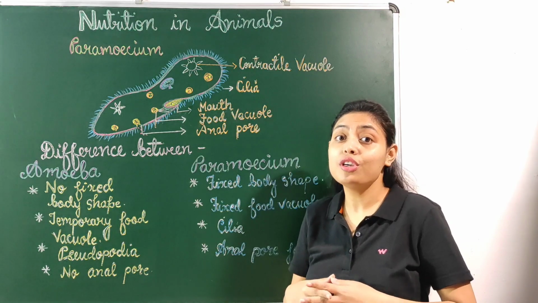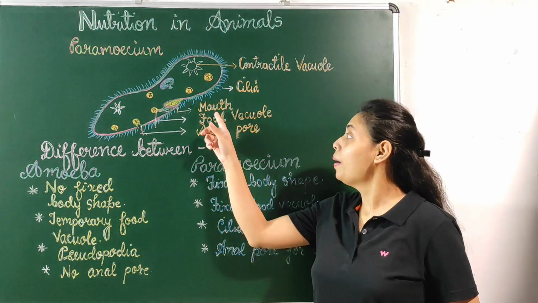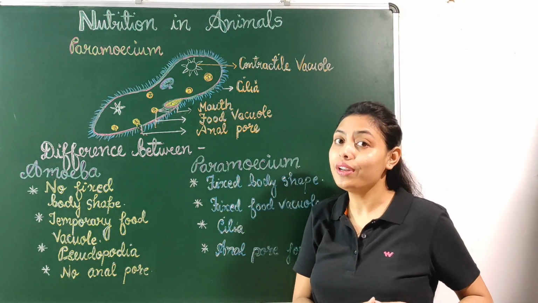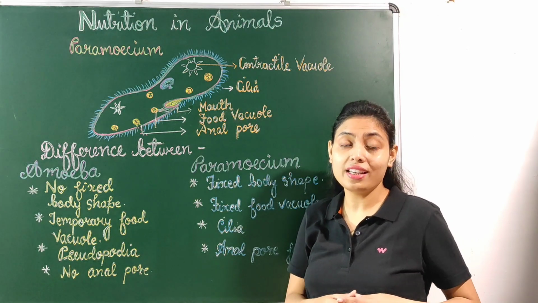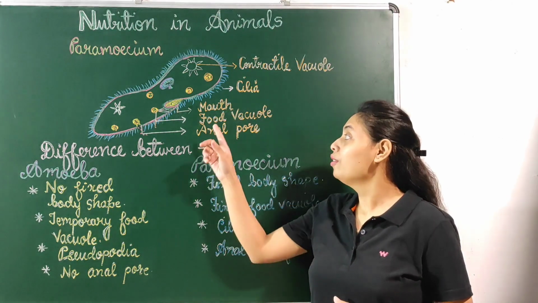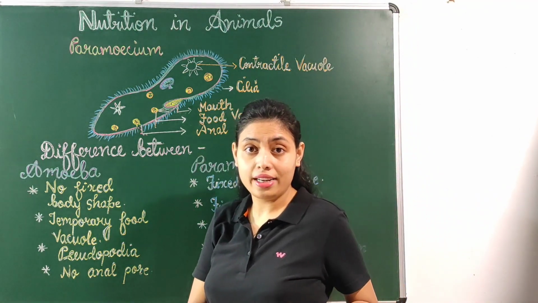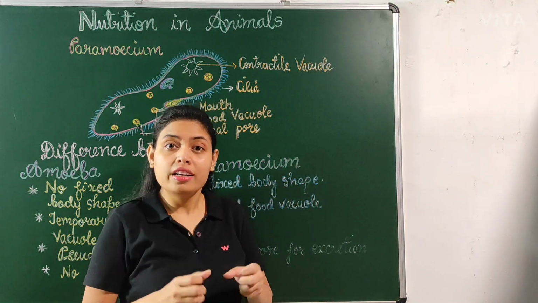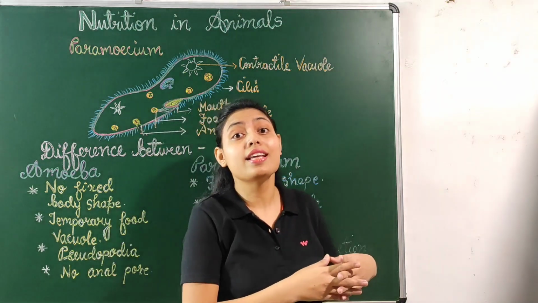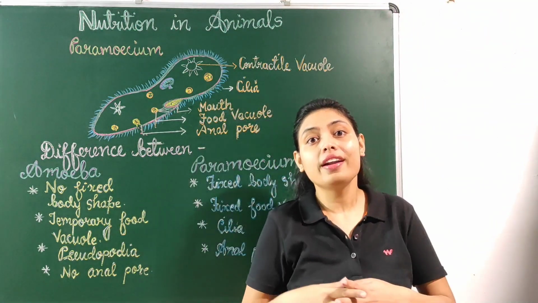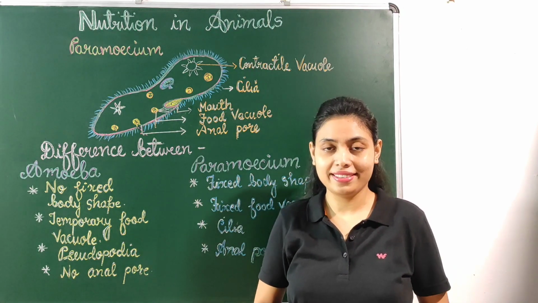And when it captures its prey, it pushes the food to an opening called mouth. And the process is known as ingestion. The food is digested in a special place called food vacuole. And when the food is completely digested, the digested food diffuses out in the cell, where paramecium uses this digested food for growth and to produce energy.